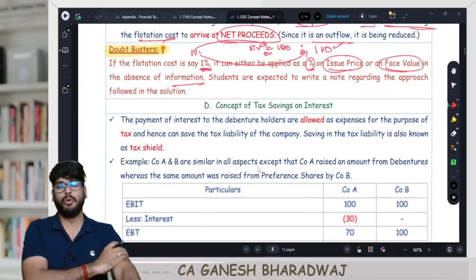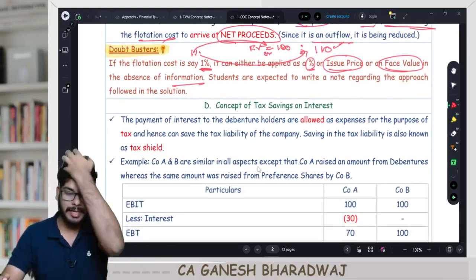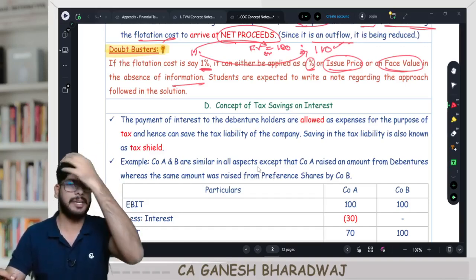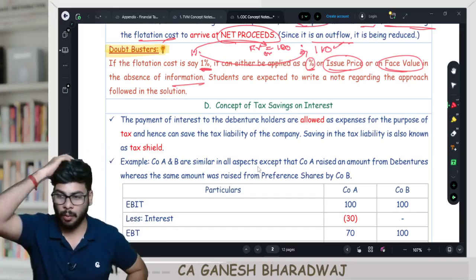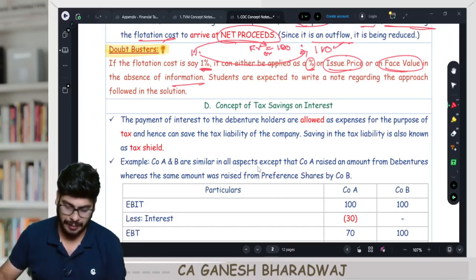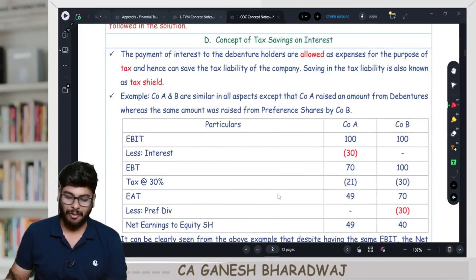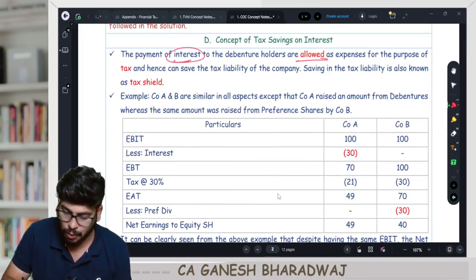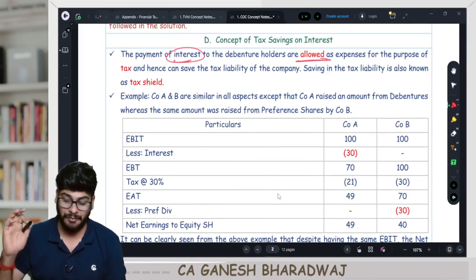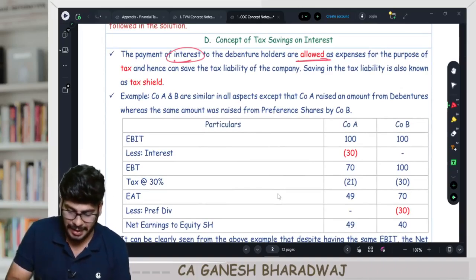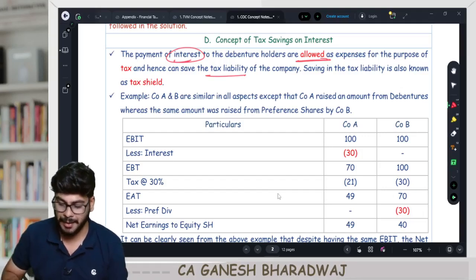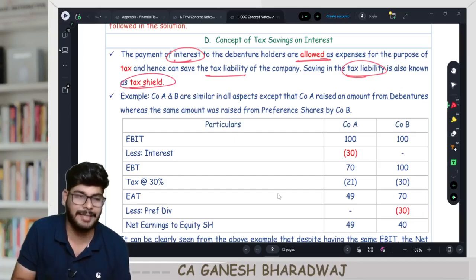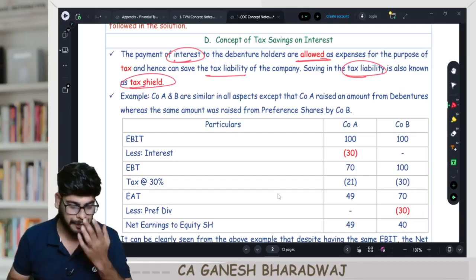The next most important part of this entire chapter is the concept of tax savings on interest. Shall we get started with this area? Now, what is this concept of tax saving? Payment of interest to debenture holders is allowed as an expense for the purpose of tax, and hence it can save the tax liability of the company. Saving in tax liability for the company is also known as tax shield.